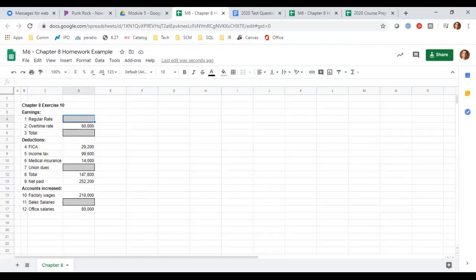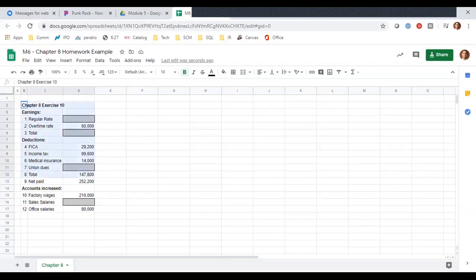And we have some payroll summary data that I've already filled out here. And the problem is to solve for all of these boxes that I've shaded and put a border around. So let's step through this. Okay, so the first problem that we come to is our regular earnings rate.